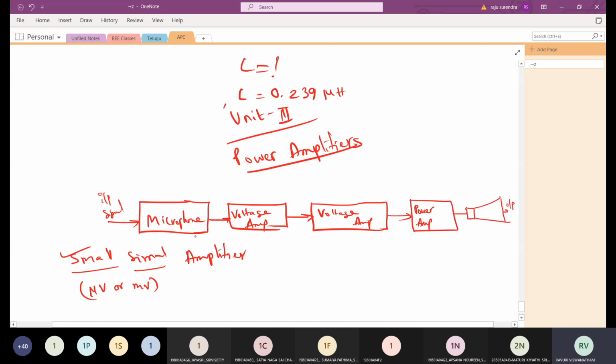And at the same time, these types of amplifiers will work under the linear portion of the transistor. I want to know whether everybody knows if the diode is a linear device or a non-linear device. Non-linear. How are you saying that?